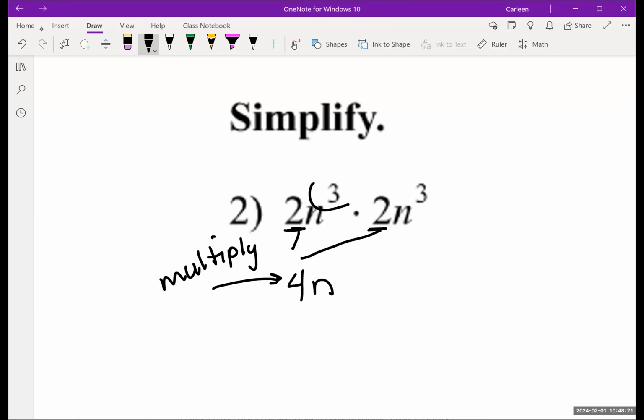Okay. And now what are we going to do with the exponents? We are going to add the exponents. Multiply the coefficients, add the exponents. Okay, so let's add another one in here.